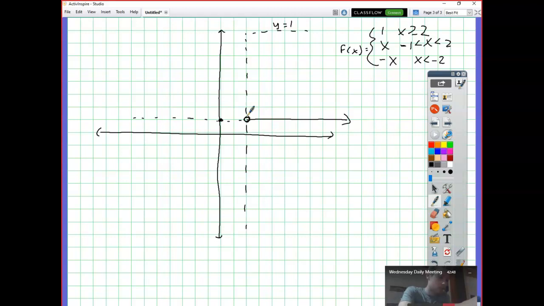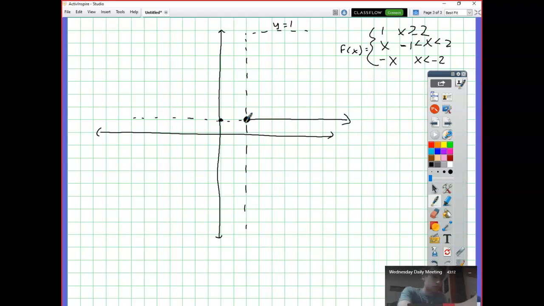From -1 to 2. I have a question over here. Shouldn't the circle be closed? Oh, no. Oh, it's equal to. You're right. I'm wrong. Thank you. Good catch. Good? Yeah, you good so far?